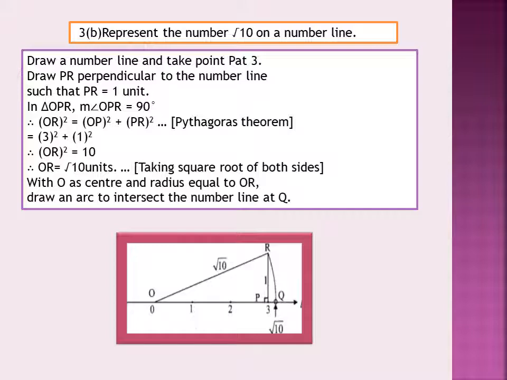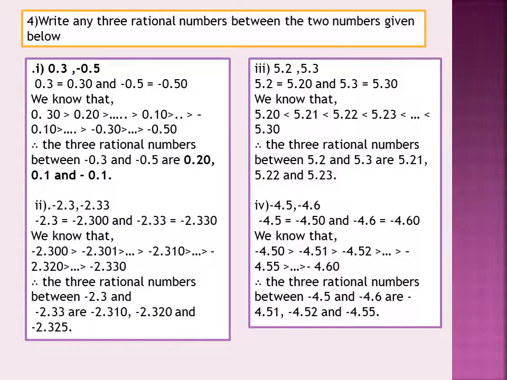Again use the Pythagoras theorem. OR square equal to OP square plus PR square. Fill the value. Then OR square is equal to 3 square plus 1 square. 9 plus 1 is 10. Therefore OR is equal to root 10. These numbers you will get.